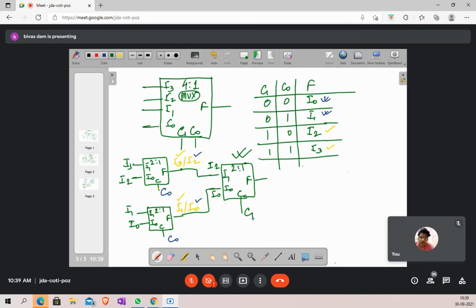Now, if C0 was 1, in that case, instead of this, I will be getting I3. Here, I will be getting I1. Once again, to select between I3 and I1, C0 has got no role, but it is C1 which is responsible for that. In case C1 is equal to 0, I1 will get connected to the output, and in case C1 is equal to 1, I3 will get connected to the output. So that is already implemented. So this will be your final primary output.